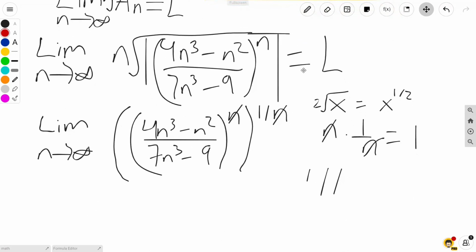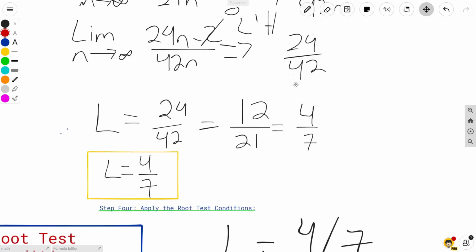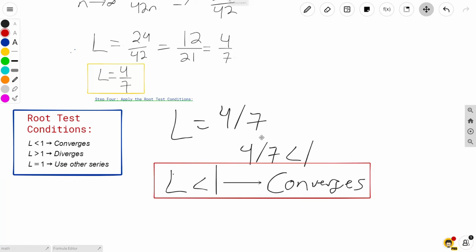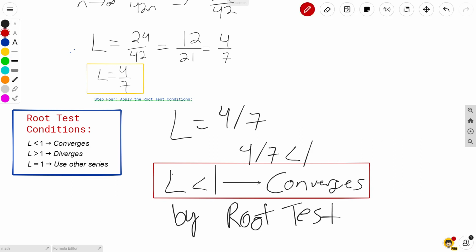And in doing so, we will come up with our limit. So notice how the n's canceled right here. They canceled each other out. We did L'Hopital a couple times. And we came out to L being 4/7. Then from there, we just applied the root test conditions. And the root test conditions are right here. And in this case, L is less than 1. So this converges by root test. And if you want to make it more proper, you can put, since L is less than 1, then this converges by the root test. Because on your exam, I'm pretty sure you have to state it like that. So that's the proper way of stating it.